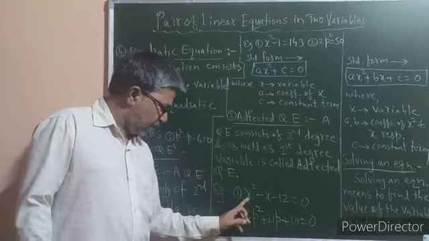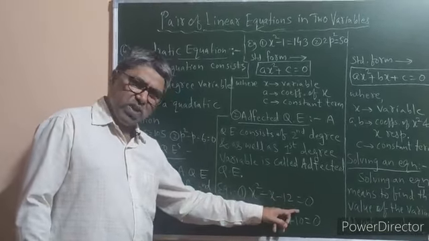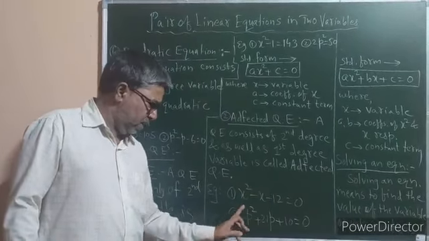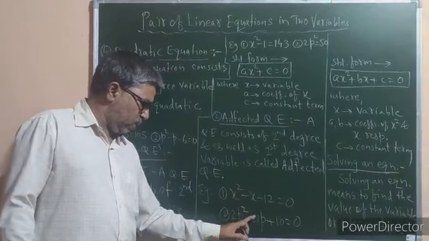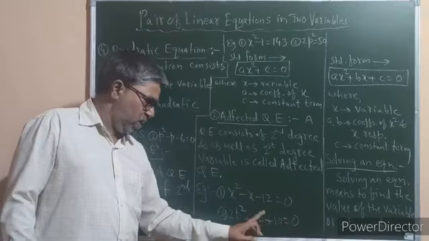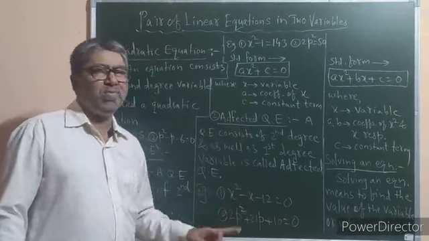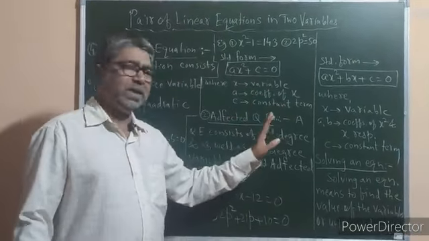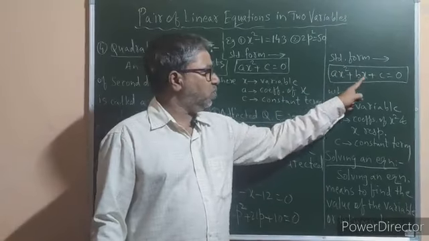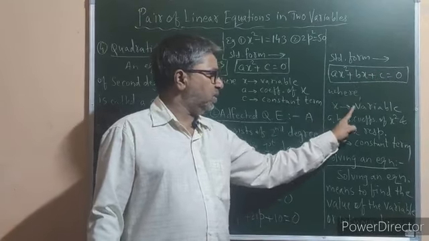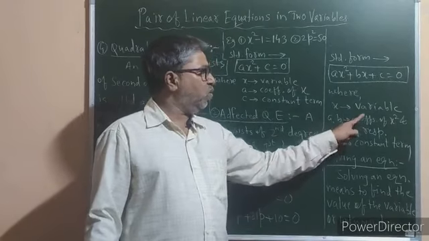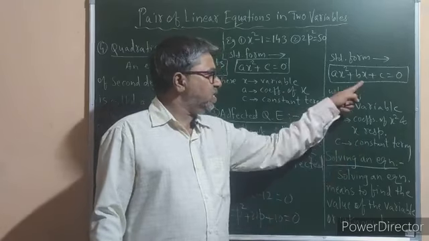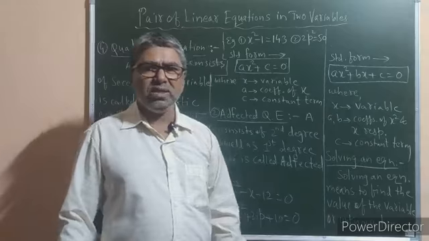The other two examples are x square minus x minus 12 is equal to 0. So here also there is a second degree as well as a first degree variable. And another example, 2p square plus 21p plus 10 is equal to 0, is again an example of an affected quadratic equation. So the standard or general form of an affected quadratic equation is ax square plus bx plus c is equal to 0, where x is the variable, a and b are the coefficients of x square and x respectively, and c, as you know, is a constant term.